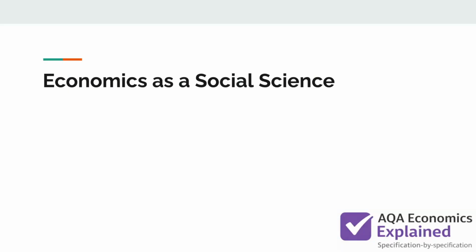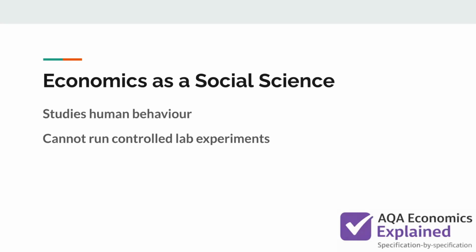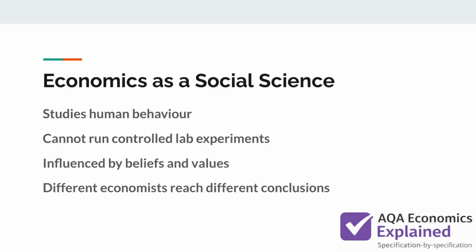Economics is a social science. That means we study human behavior, not chemicals or planets. Because humans have beliefs, opinions, morals, political views. Economics can never be completely neutral. And that's where value judgments come in.